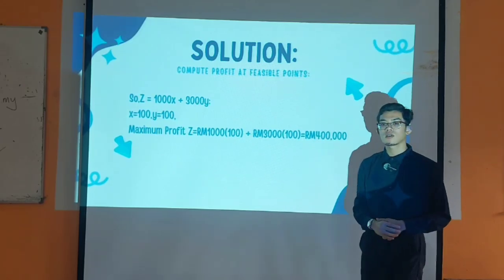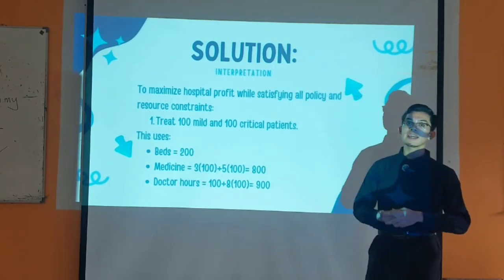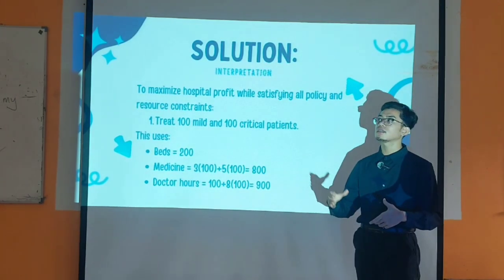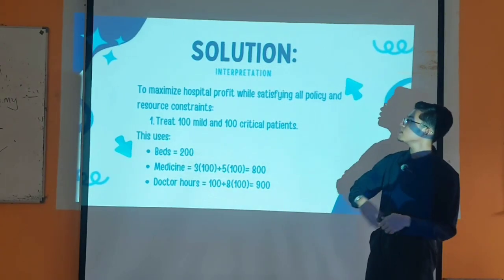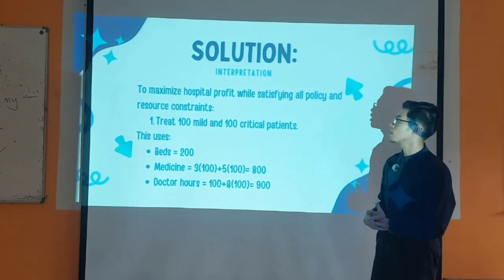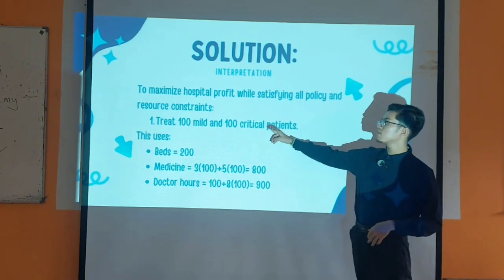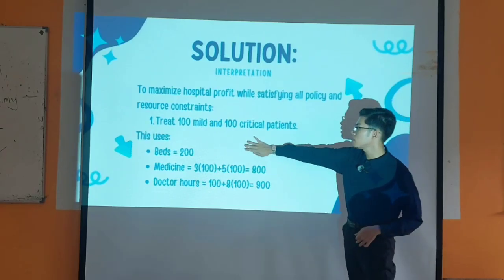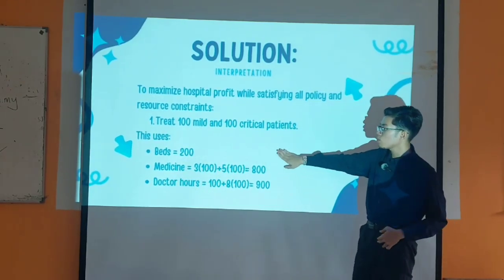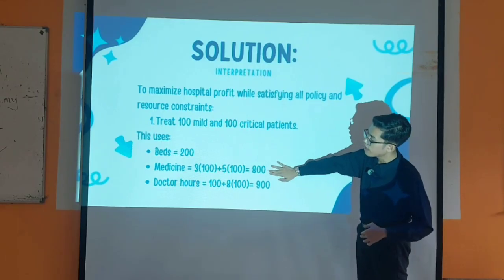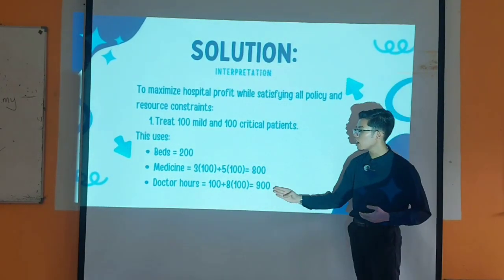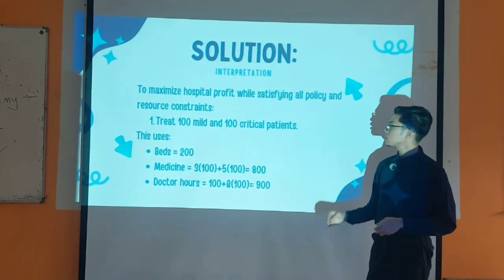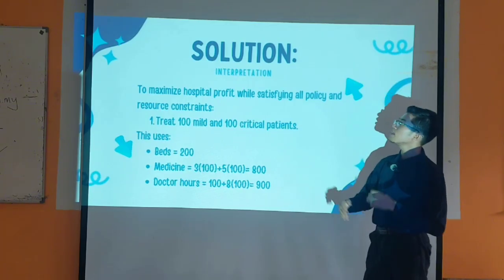400,000 ringgit. Okay. So when we get the maximized profit, we will check whether it satisfies all the policy and the resource constraints. When they treat 100 mild and 100 critical patients, they will be using 200 beds, and for the medicine, they will be using 800 units. However, for the doctor hours, they will need 900 hours. Okay, to see it clearly, we will go to the next slide.